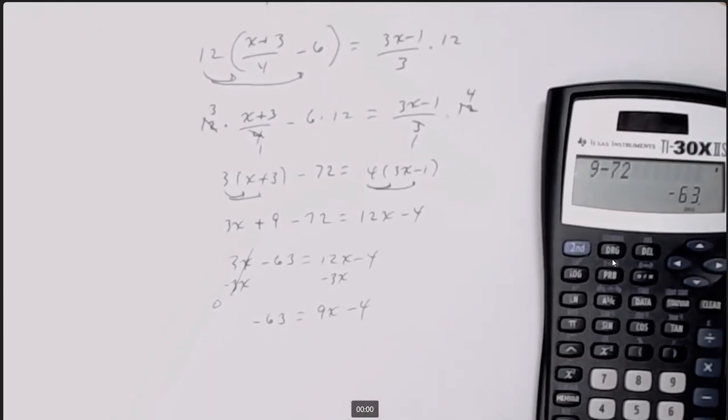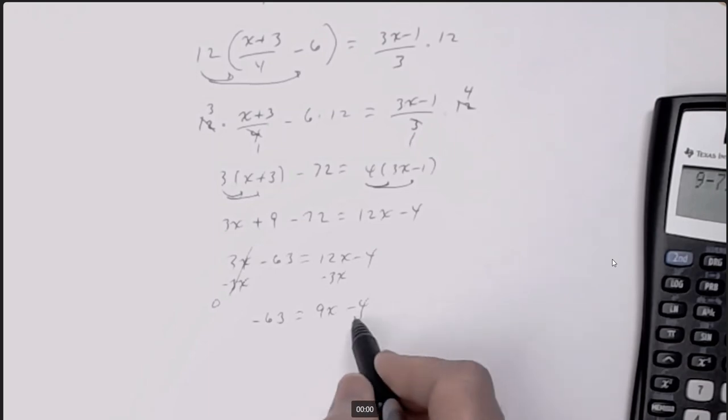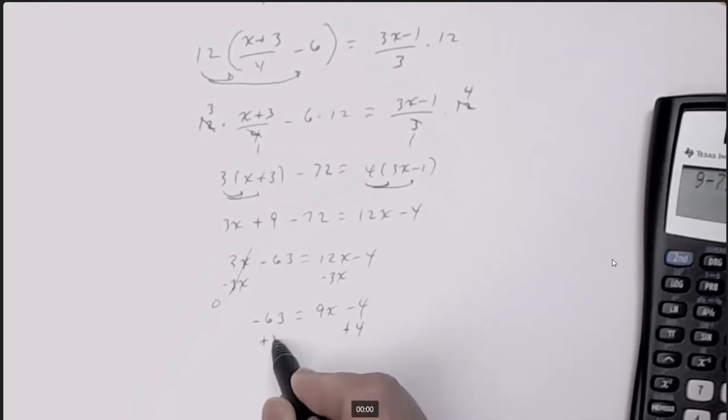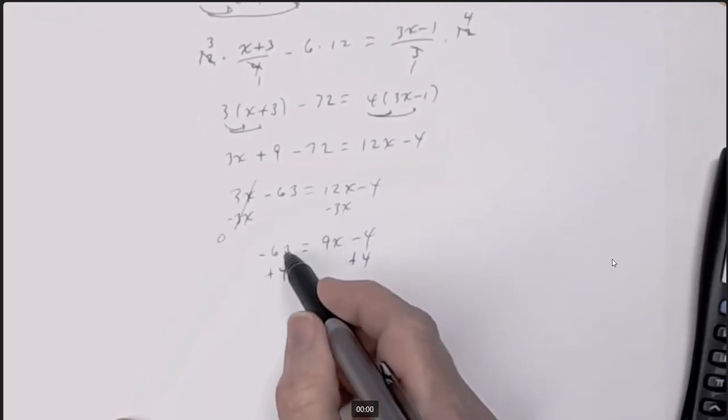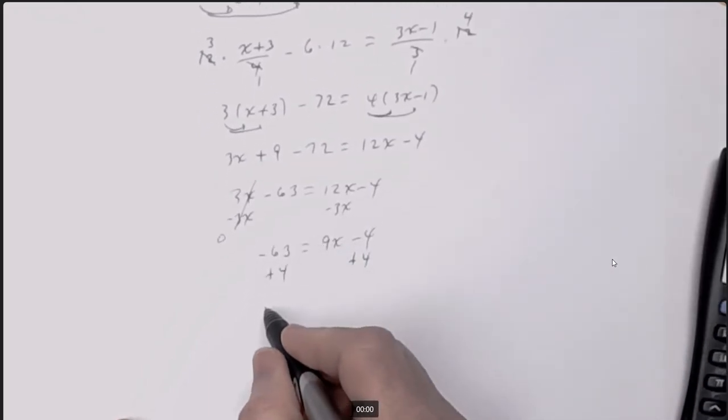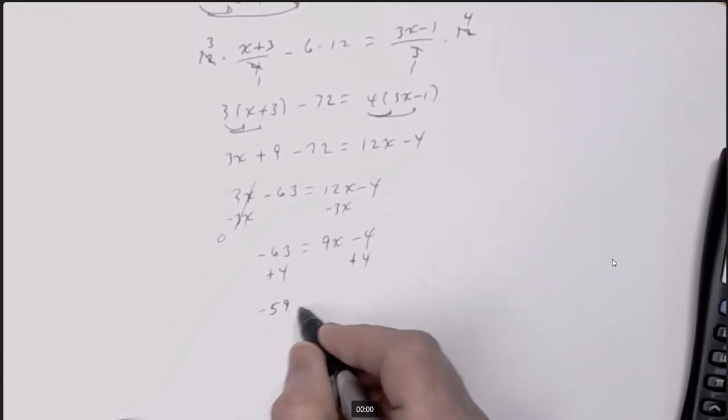Okay, so right now I'm subtracting 4. The opposite is to add 4, so we have to add 4 to both sides. What you do to one side, you do to the other. A negative 63 plus 4 is a negative 59, equal 9x. Negative 4 and 4 is 0.